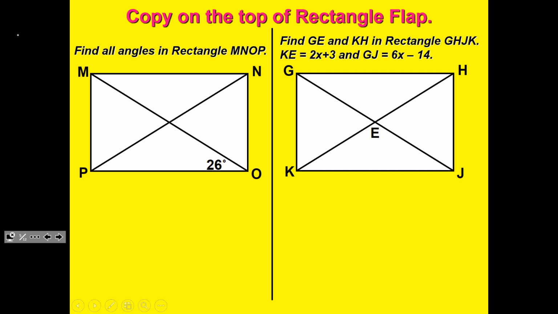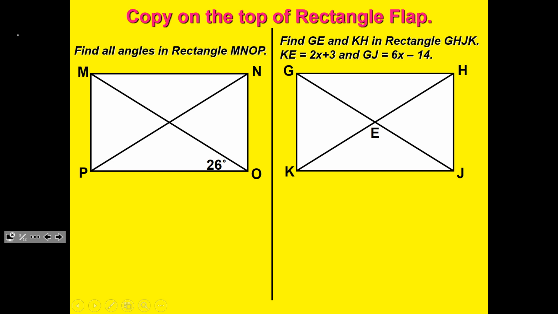Okay, so over here in our rectangle MNOP, they told us that angle POM is 26 degrees. So what could I maybe do to find angle NOM, this other piece? Exactly, right? Because it should be a right angle. That's fine, whichever, as long as you can fit it up on that top part, whatever you prefer to do. It doesn't matter, as long as you've got it copied on that top part.